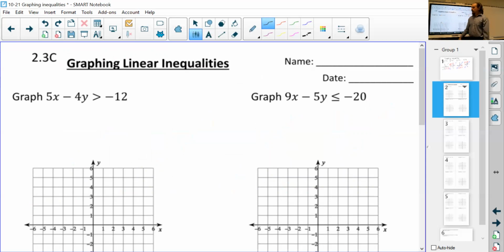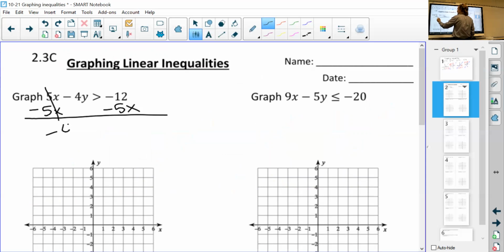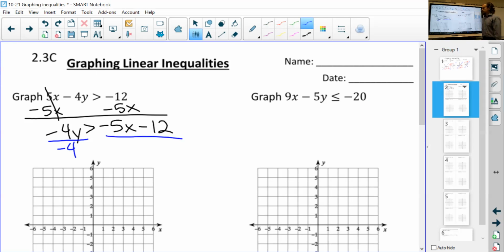So I want y all by itself every time. So I'm going to move this 5x first. So minus 5x from both sides. So that's going to give me negative 4y greater than, because I haven't multiplied or divided yet, so the sign stays the same. I'm going to put my x first, just so it'll look like slope-intercept form a little bit better, minus 12. Okay, when we divide here, this is important, we don't want to forget this. We divide the left side by 4, and then we divide everything on the right side by negative 4. Okay, so this is going to cancel out.